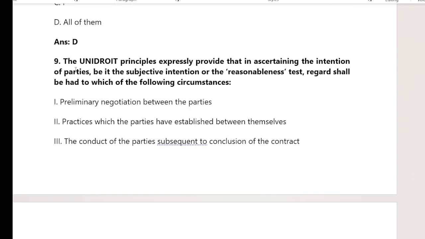And the next question is, the UNIDROIT principle expressly provides that in ascertaining the intention of a party, be it the subjective intention for the reasonableness test, regard shall be had to which of the following circumstances.